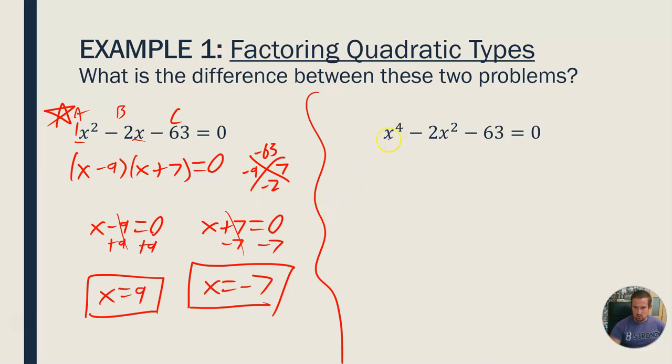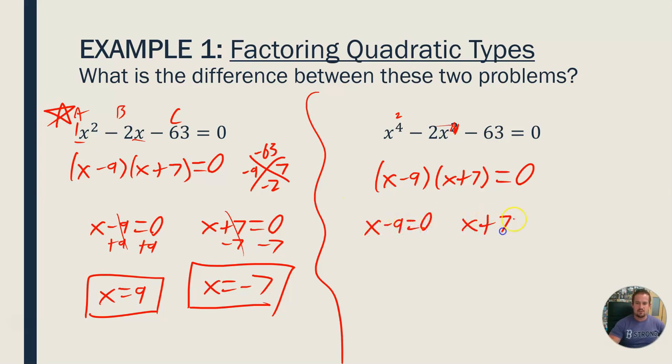If this was just a quadratic, x squared minus 2x minus 63, then it would factor out to be x minus 9 times x plus 7. Set that equal to 0. I would then set x minus 9 equal to 0 and x plus 7 equal to 0, and I would get x equals 9 and x equals negative 7. Okay?